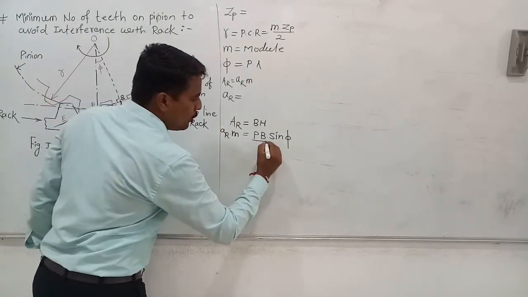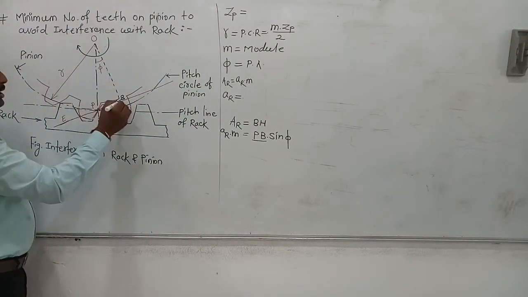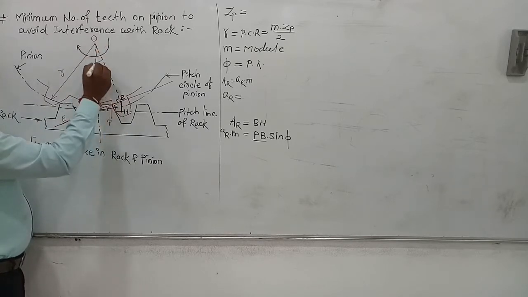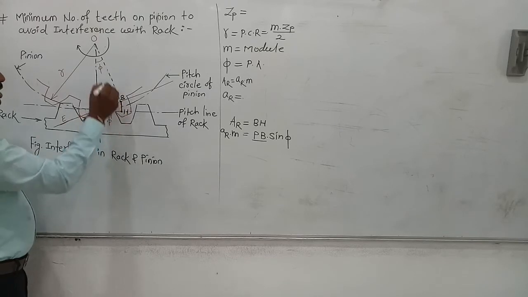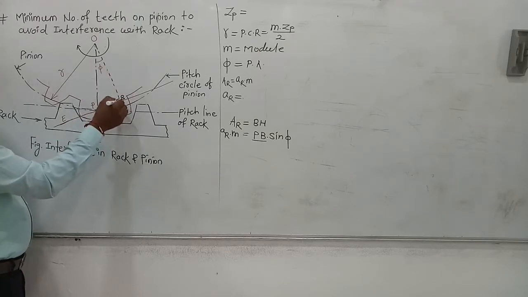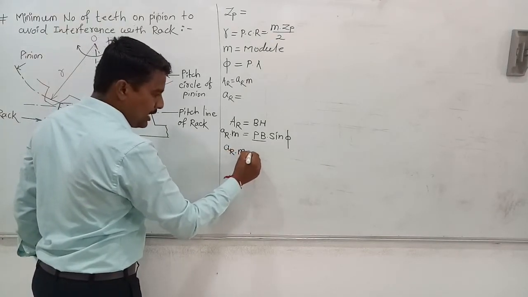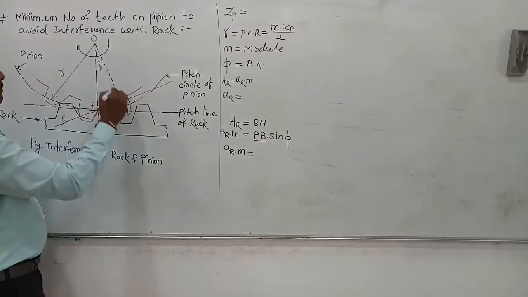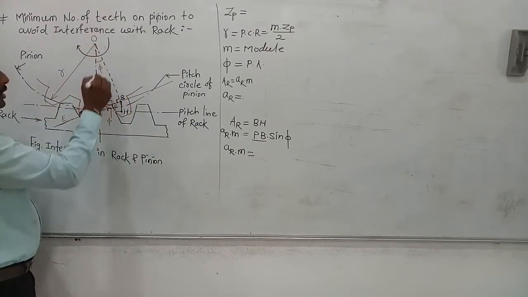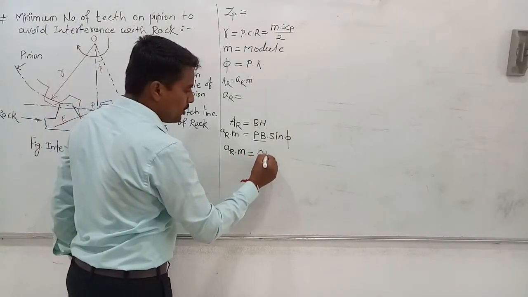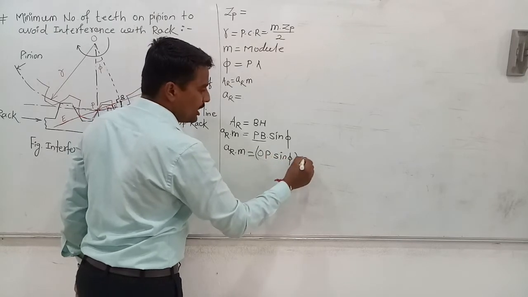Now we have to find value of this PB. So consider triangle OPB. From this triangle, it is a phi angle. PB is opposite to the angle, so it's a sine value. We can write this AR into M as it is. PB can be written as, this is a right angle triangle, so PB is equal to OP into sine of phi. So PB is here OP into sine of phi. Outside the bracket, sine phi as it is.